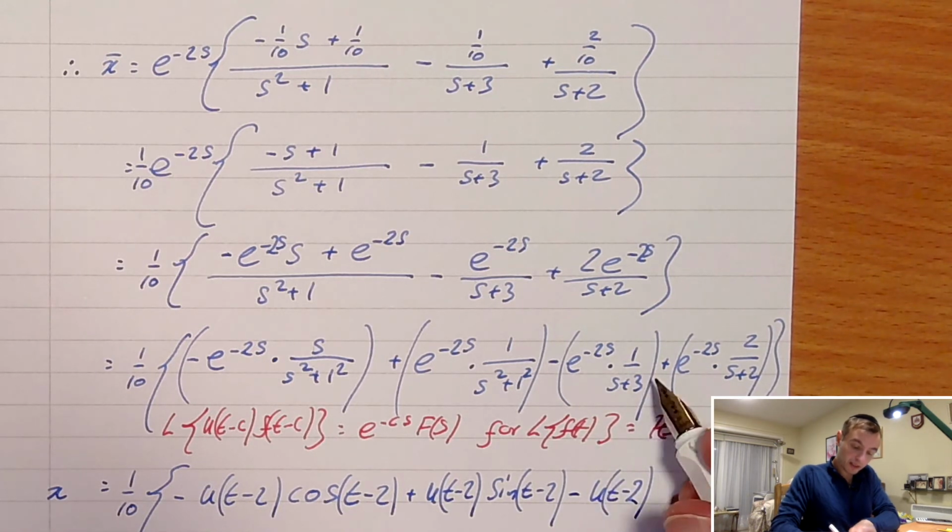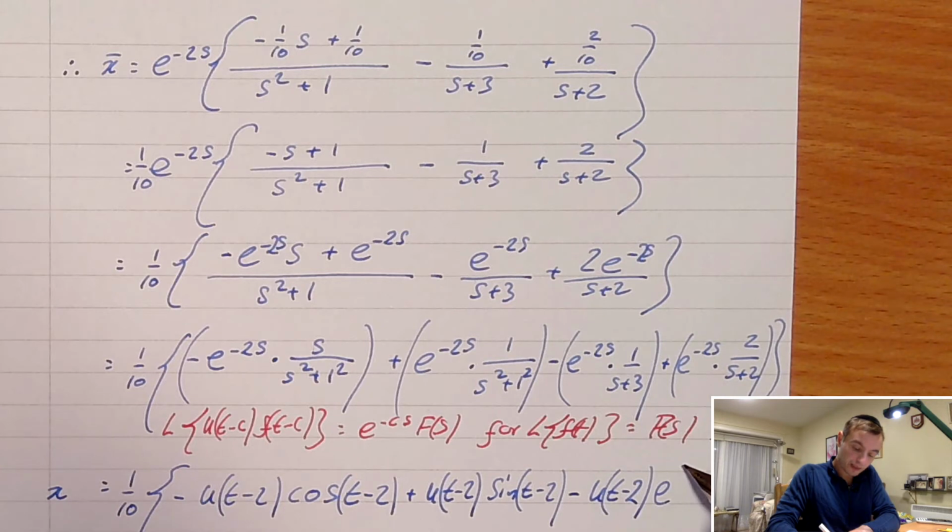And the function, if F(s) is 1 on s plus 3, we know that this is going to be e to the minus 3t, and that has a shift of 2, so it's going to be e to the minus 3(t minus 2). And then we're going to have plus u(t minus 2), and then the function is 1 on s plus 2, which will be e to the minus 2t, and the shift is 2, so we'll replace the t with t minus 2, and then there's a linear factor of 2 here, so we'll put 2 over here.